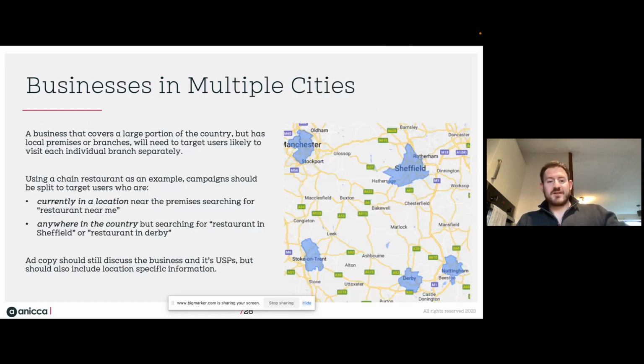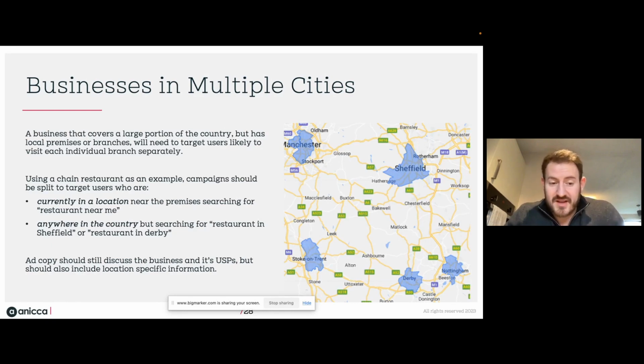We then have a look at businesses in multiple cities. So a business that covers a large portion of the country, but has local premises or branches, will still need to target a huge area, but they'll need to target users who are likely to visit each individual branch separately. So unlike our first option, targeting the whole of the UK, if you service people in particular areas of the UK, particular cities within the UK, for example, such as a chain restaurant, then campaigns should be split to target users who are currently in a location near the premises, searching for restaurant near me, for example.